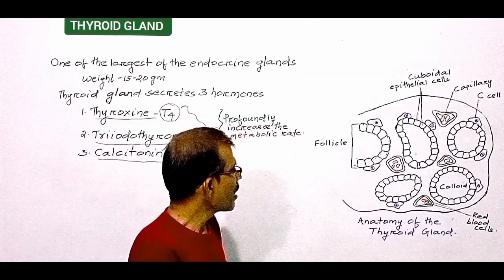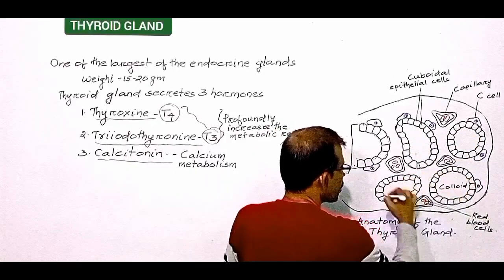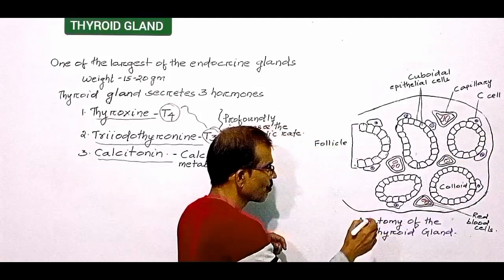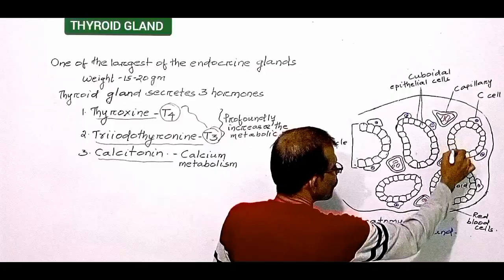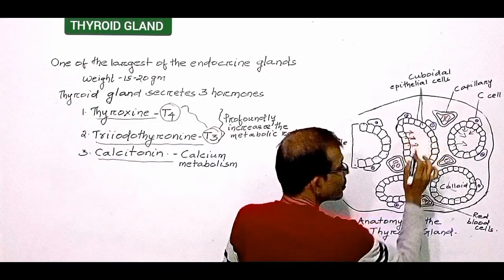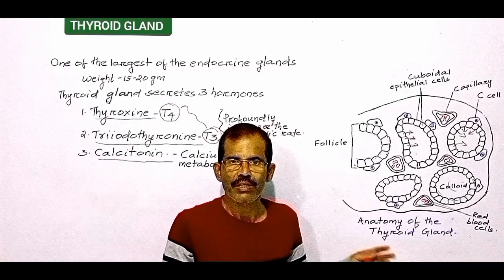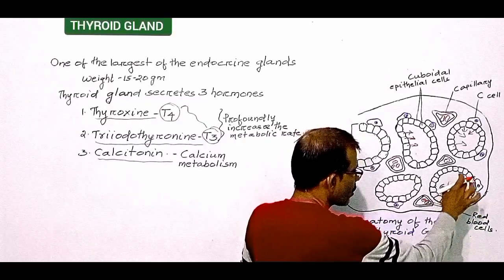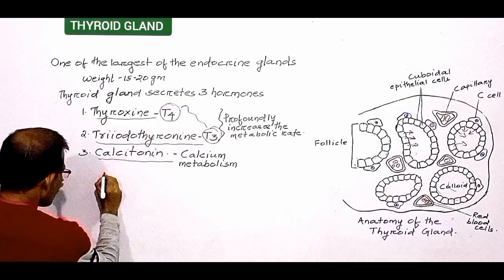The thyroid gland is composed of large numbers of closed follicles. These closed follicles are lined with cuboidal epithelial cells. These cuboidal cells secrete substances into the interior. These follicles are filled with a secretory substance known as colloid. One of the important constituents of the colloid is thyroglobulin.